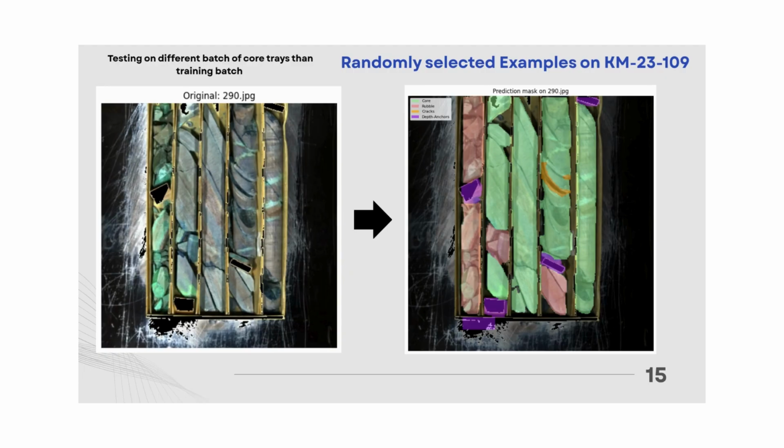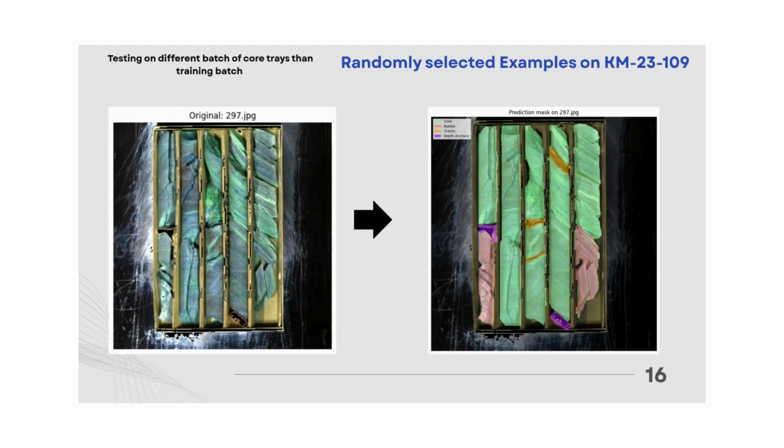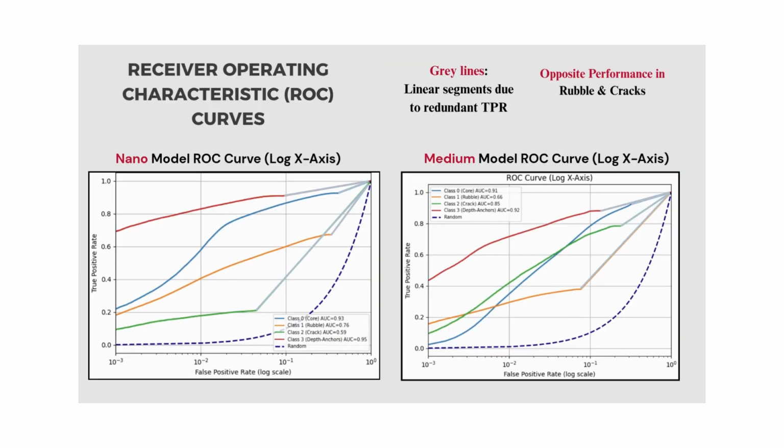Here's another example, and here is the final example. We then plotted the ROC curves, which are the receiver operating characteristics.